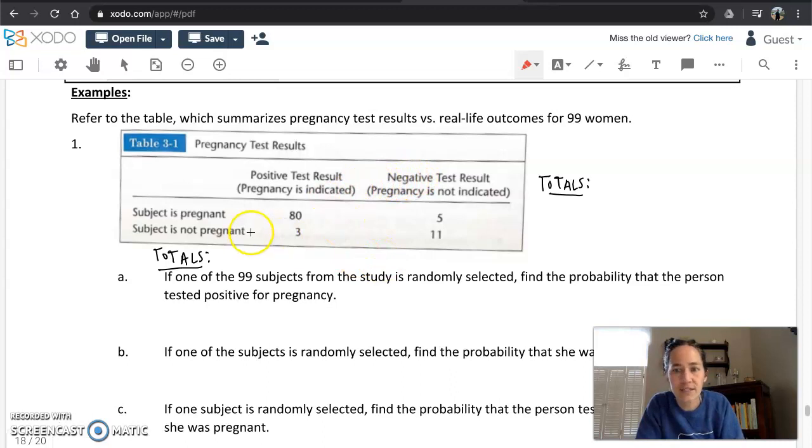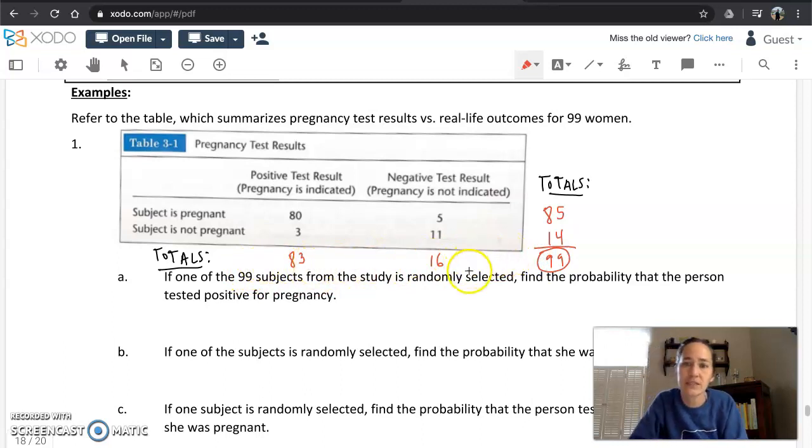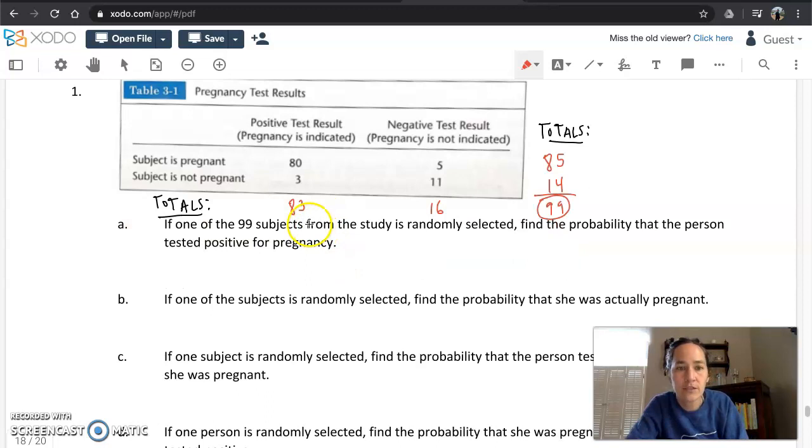So step 1, when I see a table and some questions underneath, is I'm going to get totals for all the columns and totals for all the rows. So positive test results, there were 83 total women that got a positive test result out of the 99, and there were 16 that got a negative that did this study. Going across, there were 85 women in the study who were actually pregnant, and then 11 plus 3, there are 14 women in the study who were actually not pregnant. If I add this column, I get 99, the number I was expecting. Also, if I add this row, the 83 plus 16, I get the 99 total subjects in the study.